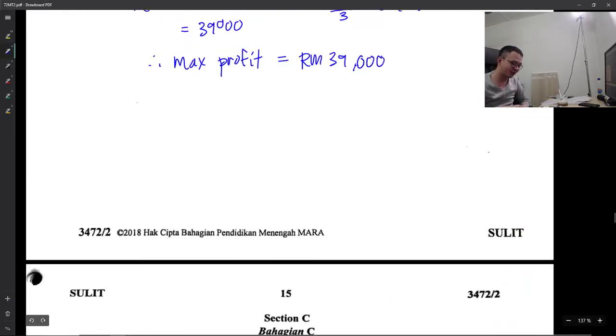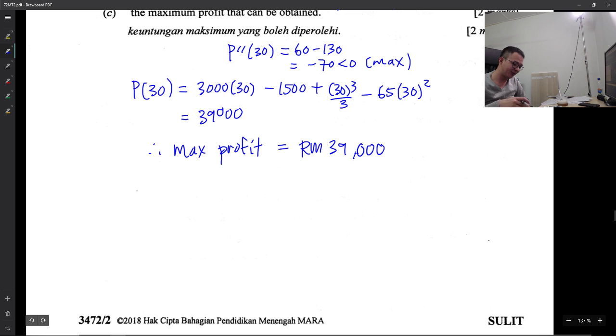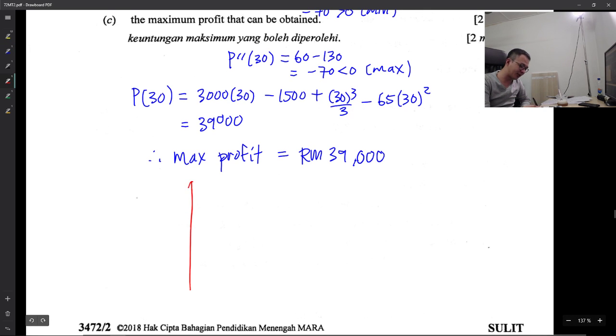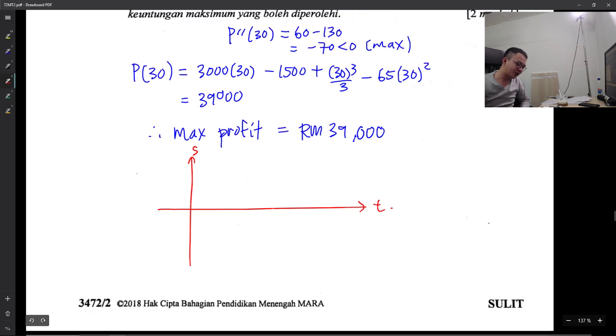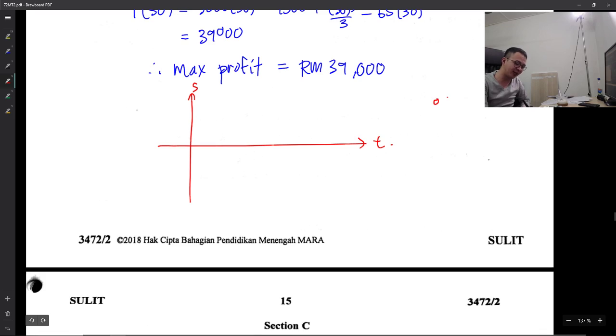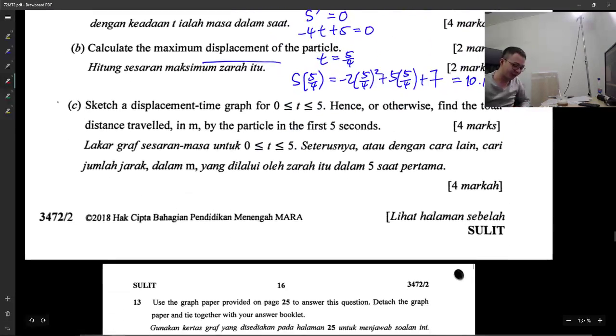So I'm going to need some space here. So please allow me to sketch over here. I'm going to sketch the displacement-time graph. This is s. This one will be time. Alright, so the first thing is they ask about t between 0 to 5. So I will sketch between 0 to 5.